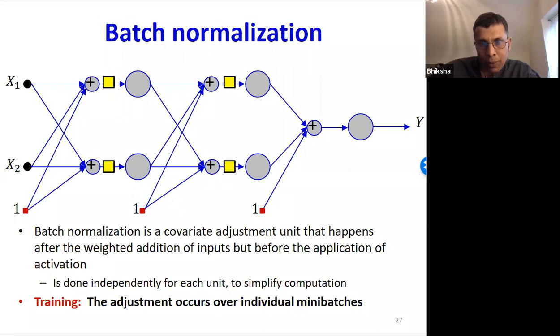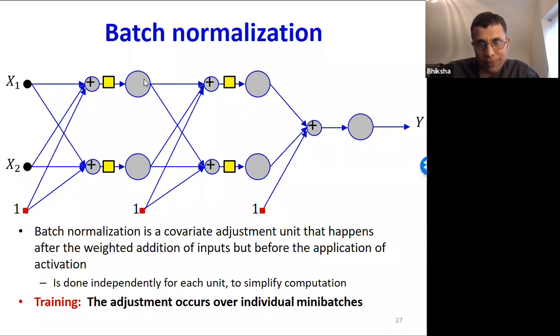Now, the way we implement batch normalization, remember, this business of the shift between mini batches occurs not just at the input, it occurs for every neuron. So regardless of which variable you consider within the neural network, that variable is going to suffer this kind of shift. And so we usually implement batch normalization as an adjustment, a covariate adjustment that happens right after the affine combination of the inputs, but before the application of the activation. Although in practice, yes, Chris?